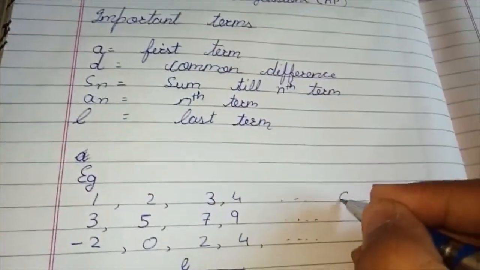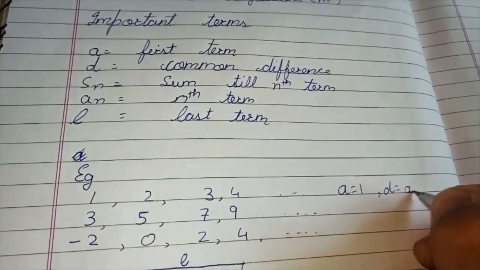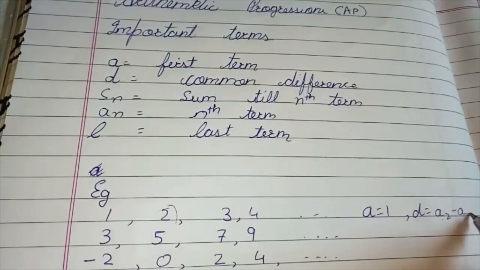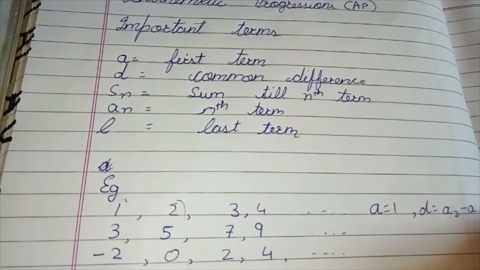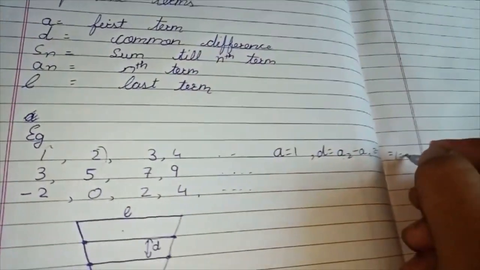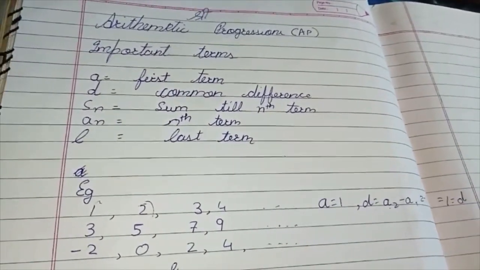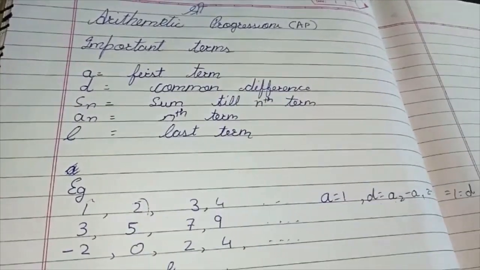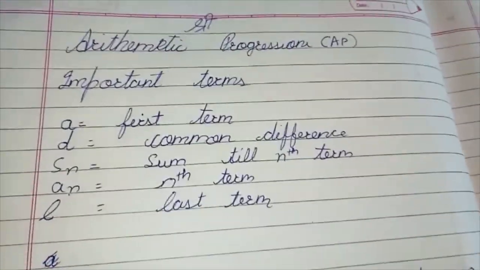Now here A equals 1, D equals A2 minus A1. A2 means the second term, A1 means the first term, which is 2 minus 1 is equal to 1, which is equal to D. Therefore, in this case, the common difference is 1. Common difference means the amount or number added to each term to get the next term. Now, AN. AN means the nth term.